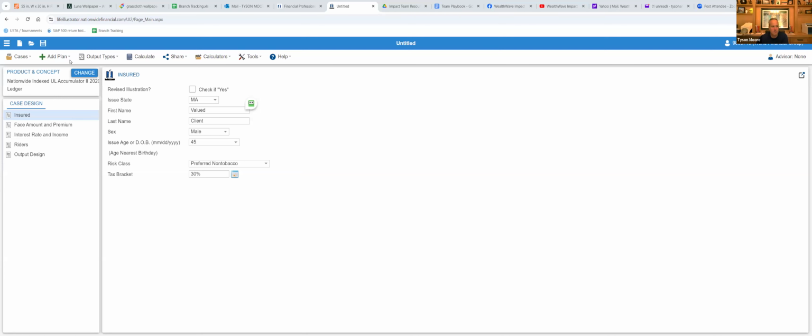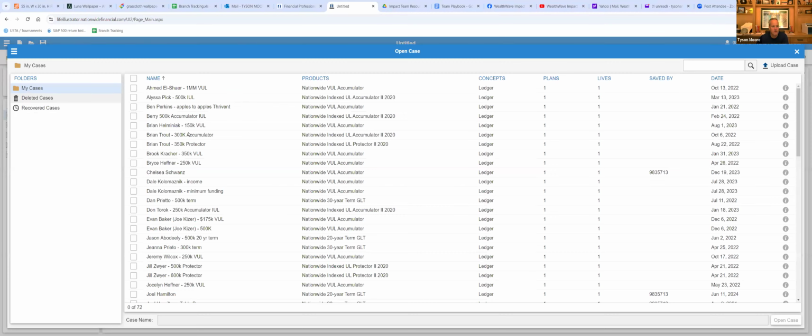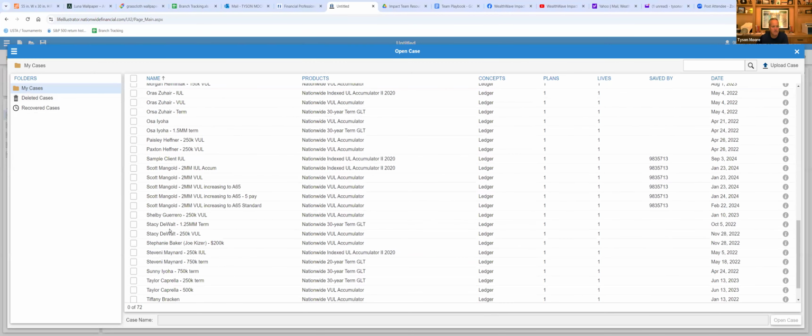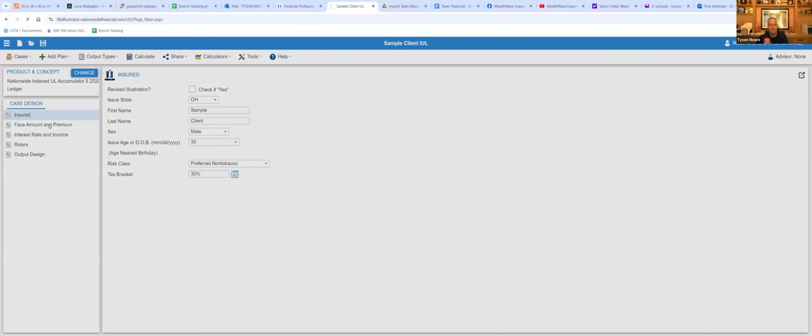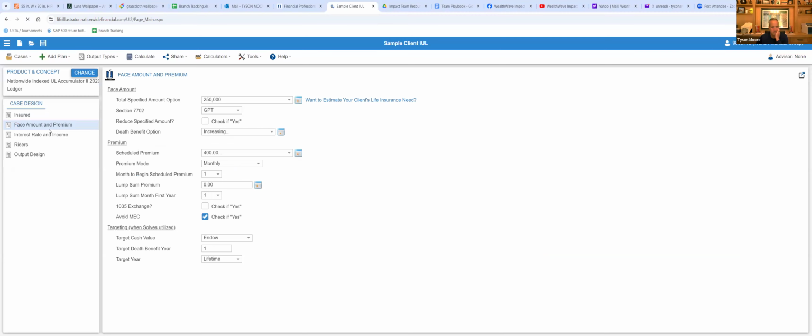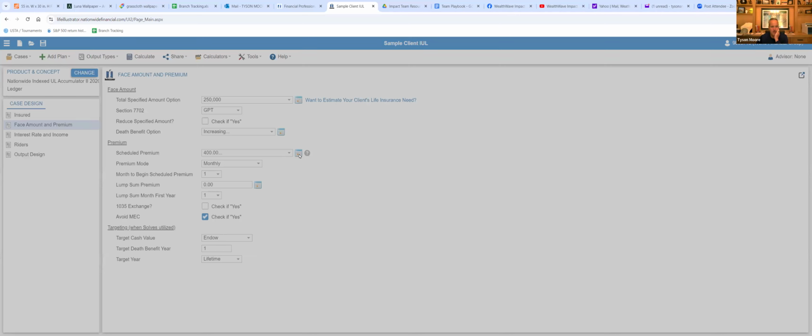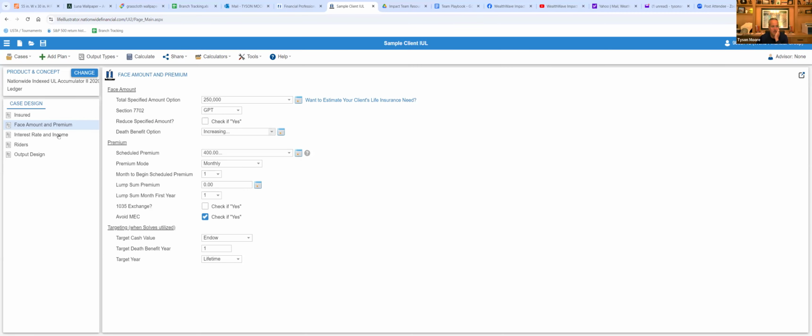All right. So we're into our illustration software. And just by way of quick review, let's open up the case we were working on, which was, I think, sample client, maybe. Is that what it was called? Here we go. All right, so we've got $250,000 death benefit. We've got $400 a month going in, and we've got that going in until probably age 70. Okay. We talked about all the indexes and interest rates and things like that.